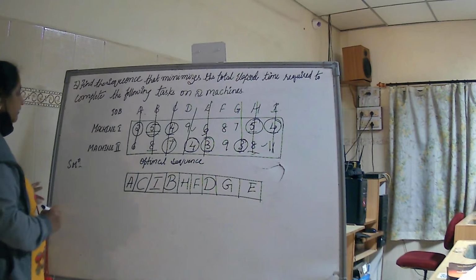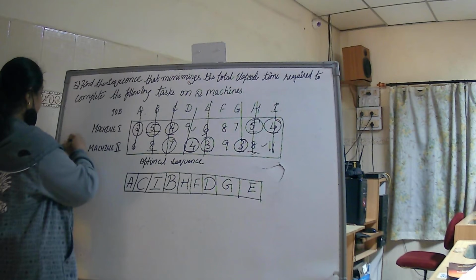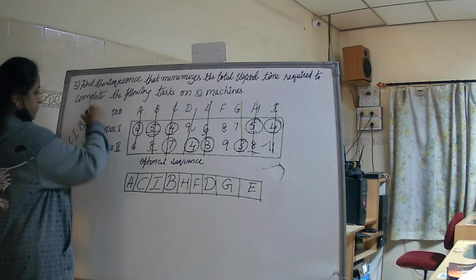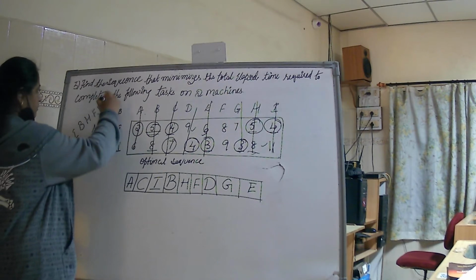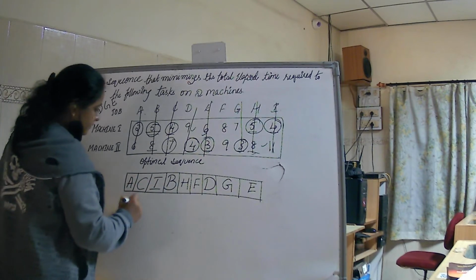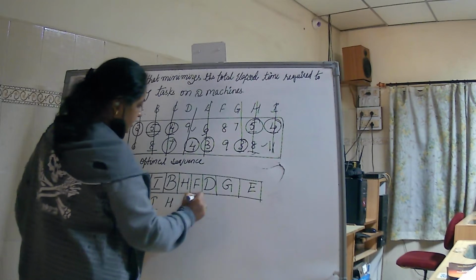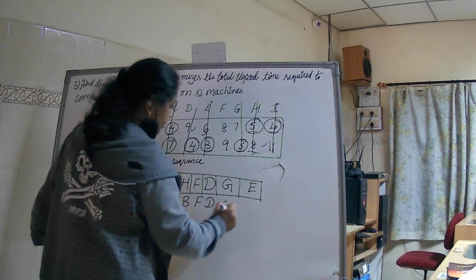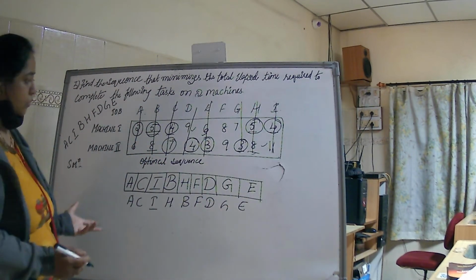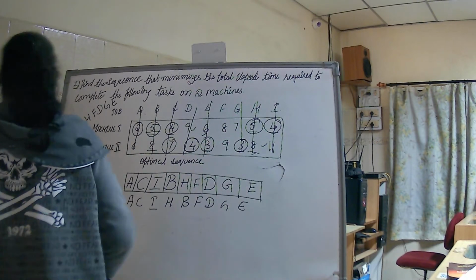Now let me write down the optimal sequence so that I can find out the total elapsed time. It depends on person to person, students. I can even write it as A, C, I, B, H, F, D, G, E. Either of the sequences you can follow for this problem. So let's move ahead with the table, students.